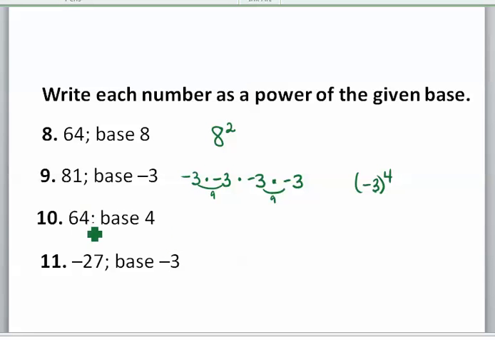The next problem says I need to come up with 64, and I'm starting with a base of 4. Well, 4 times 4 is 16. Times 4 is 64. So the answer would be 4 to the third power.